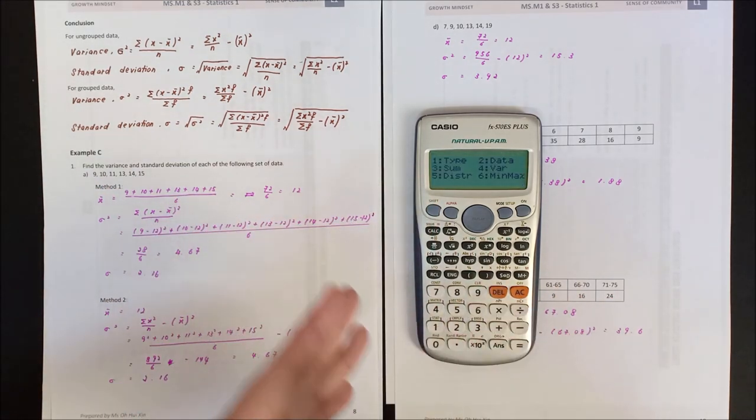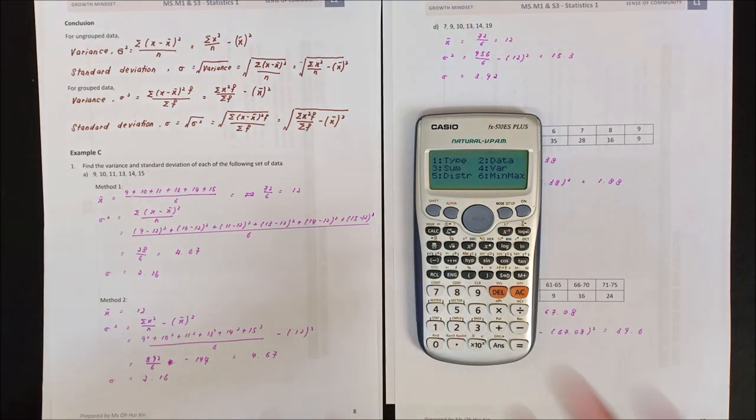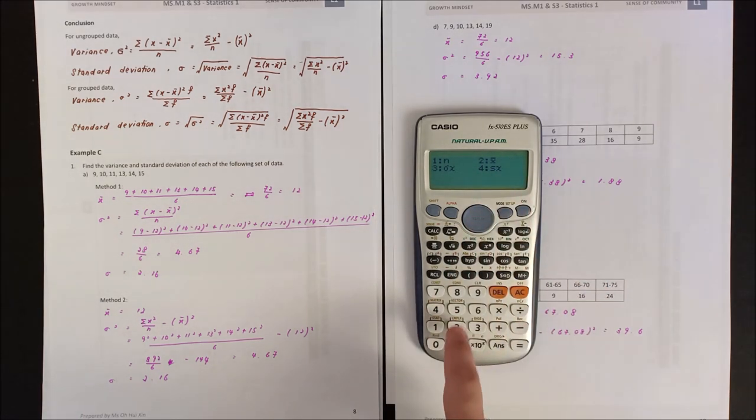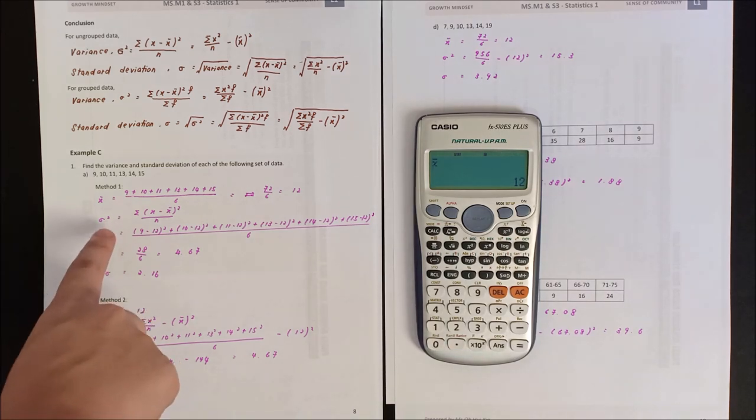Okay, then you can check your mean here, which is under 4. Again, go to 2, which is your mean. Equal to, then it will give you the answer 12. Is that okay? Alright, so the next one, we go on to the variance.